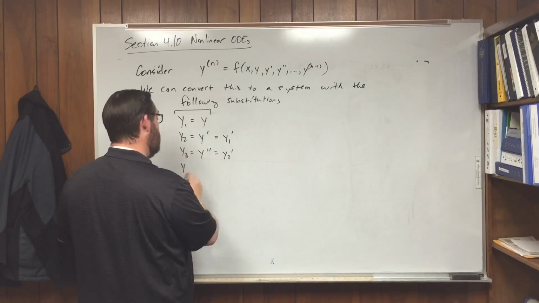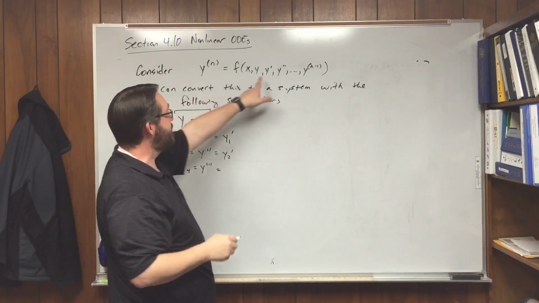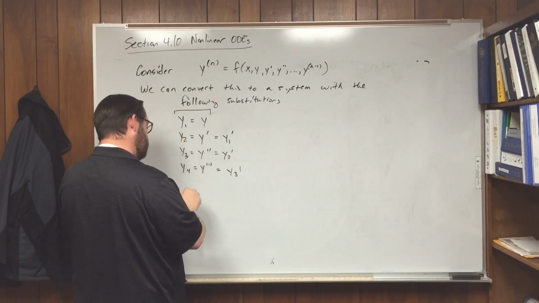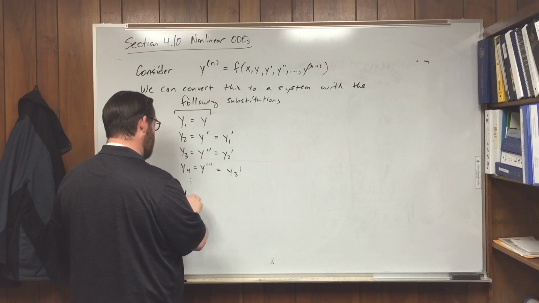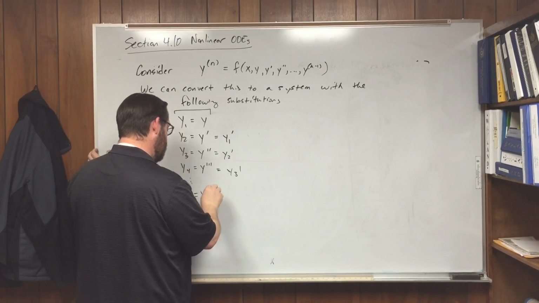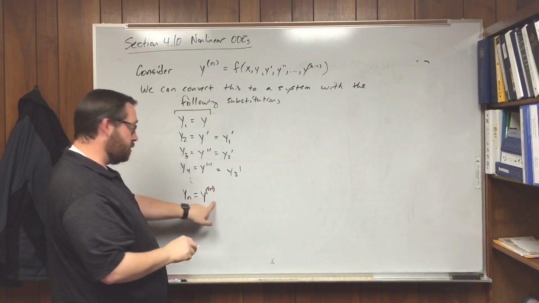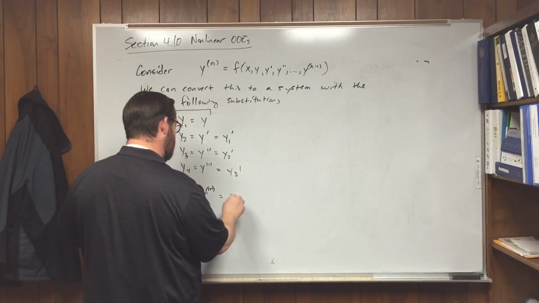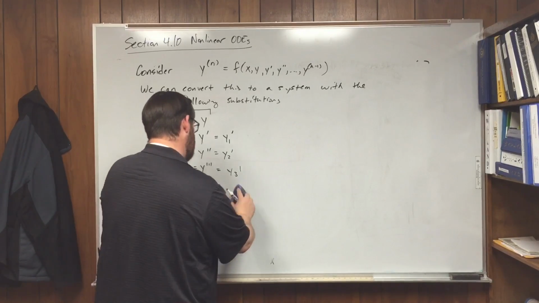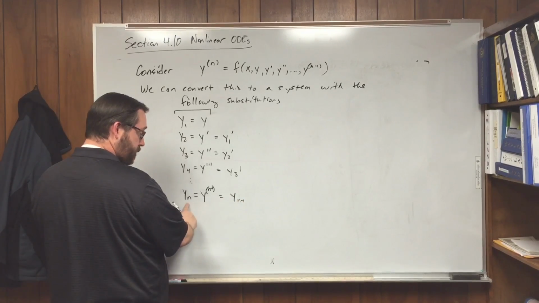That would be y3, sorry. y4 is y triple prime. And you just keep going until you get to the last one. So this is y3 prime. All the way down to y sub n, which will be the n minus first derivative, which means that's the same thing as y n, the previous variable to this one prime.